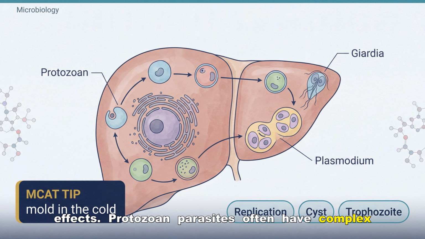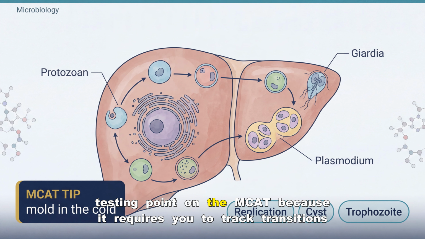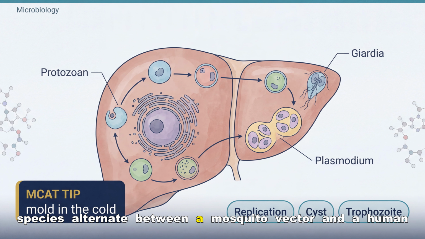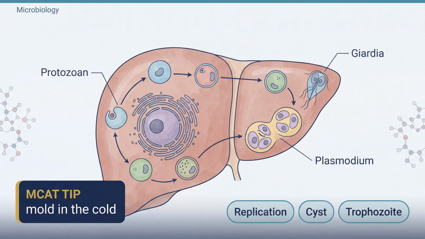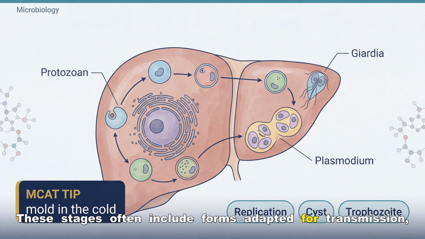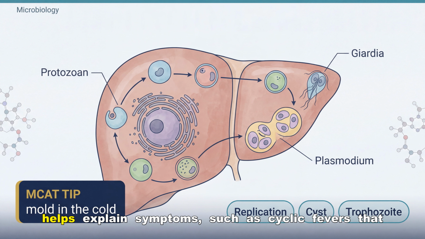Protozoan parasites often have complex life cycles involving multiple hosts and distinct morphological stages. This complexity is a favorite testing point on the MCAT because it requires you to track transitions between forms and hosts. For example, Plasmodium species alternate between a mosquito vector and a human host, undergoing different developmental stages in each. These stages often include forms adapted for transmission, invasion, and replication, such as sporozoites and merozoites in malaria. Understanding these stages helps explain symptoms, such as cyclic fevers that correspond to synchronized red blood cell lysis.